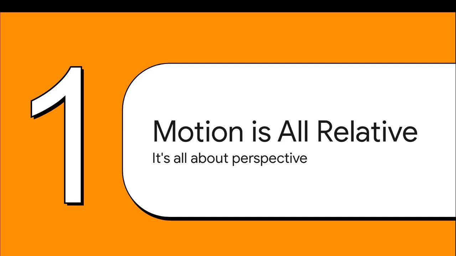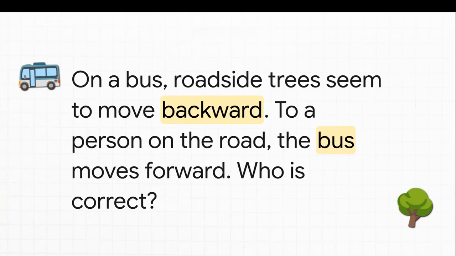So this brings us to our first key idea, and trust me, it's the foundation for everything else we're going to talk about. To describe motion, we first have to agree on a frame of reference. This is the perfect example. If you're on a bus, your reference point is the bus itself. And from that point of view, it really looks like the trees and buildings are moving backward. But if you're standing on the sidewalk, your reference point is the ground. And obviously, the bus is what's moving forward. It's the same event, but two totally different descriptions, and both of them are 100% correct from their own perspective.